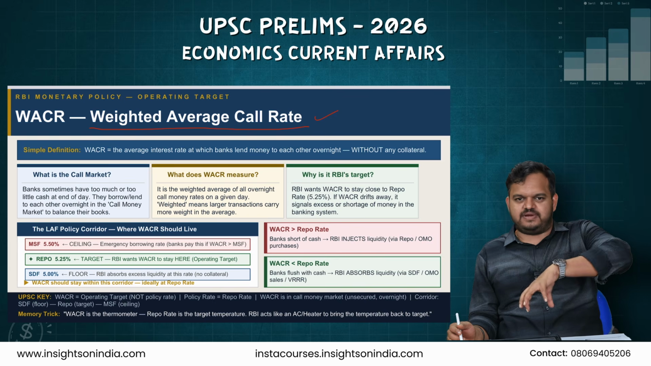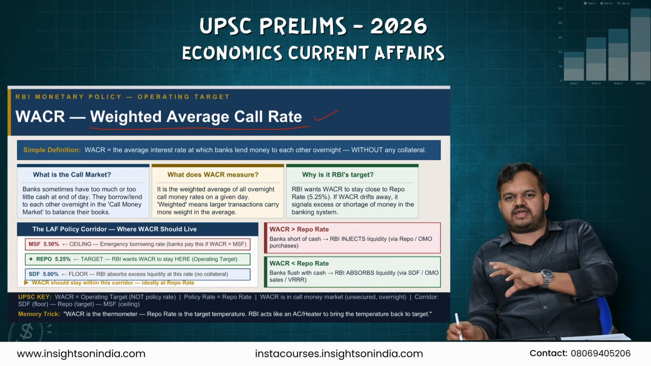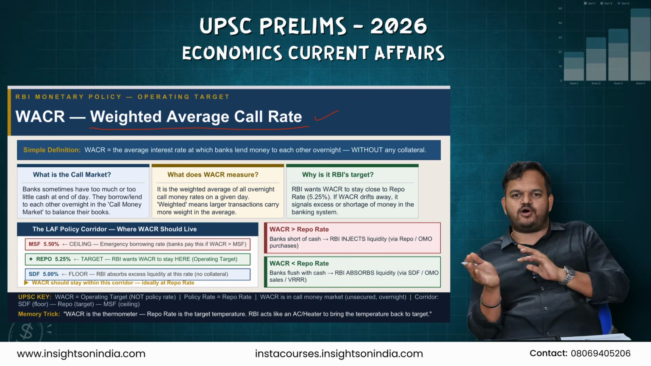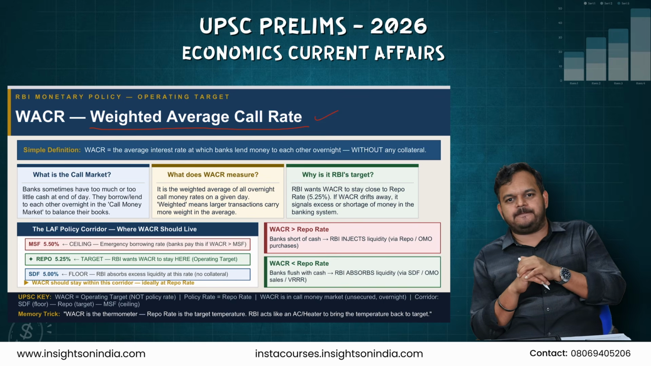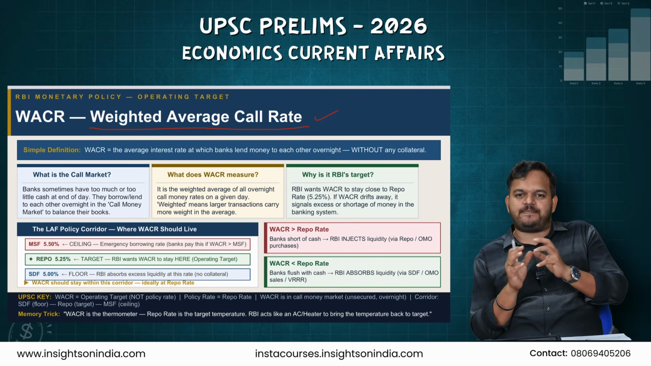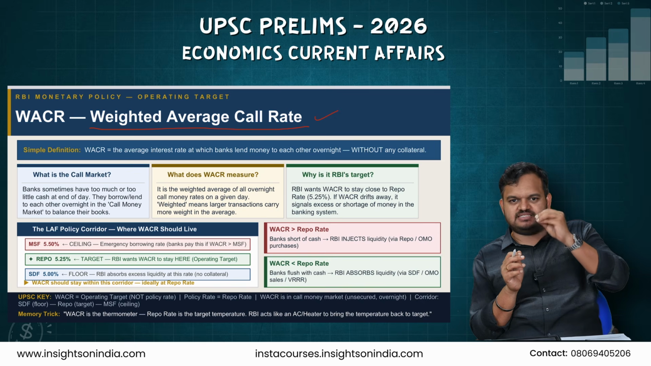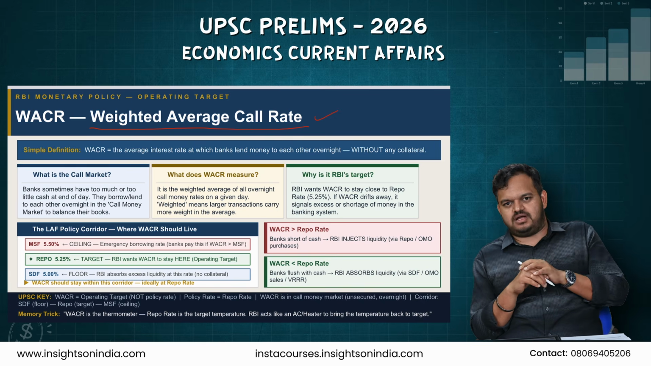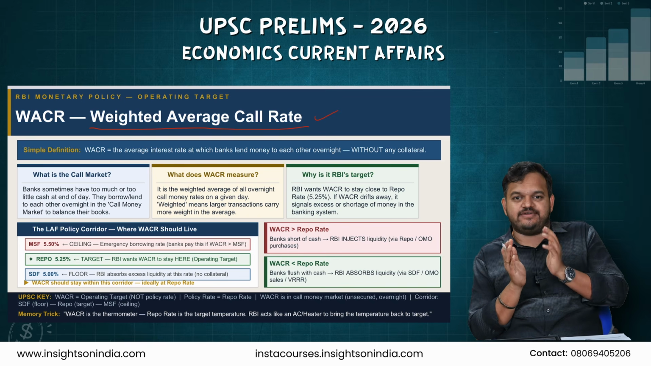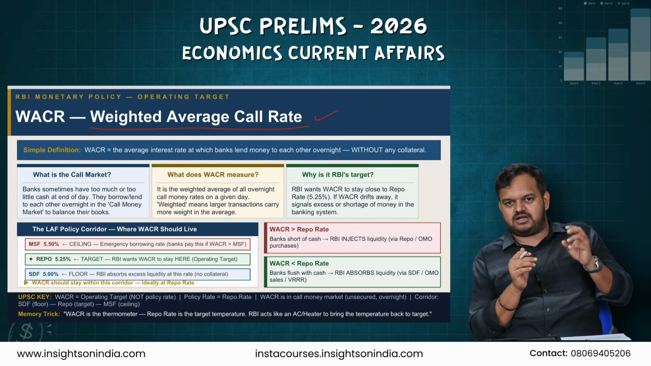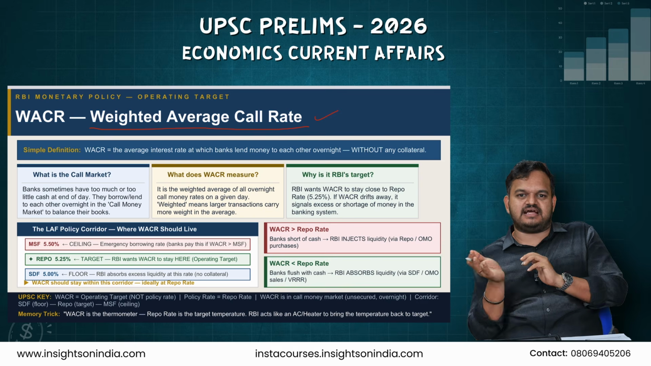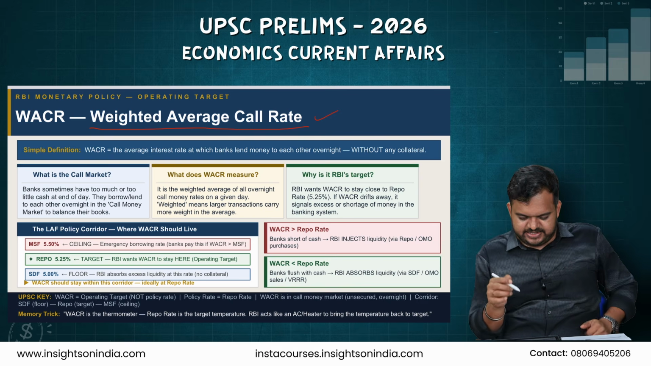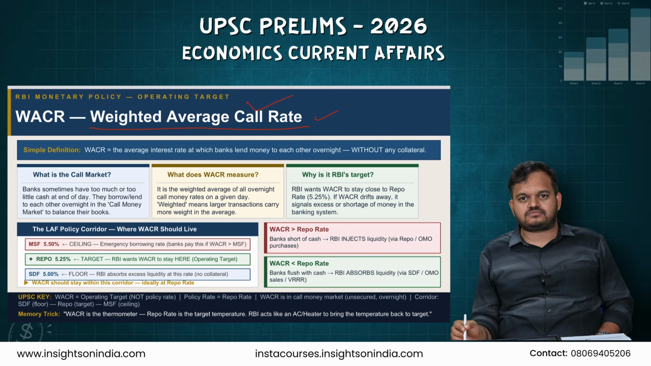Banks, if they have less cash, will borrow. If they have more cash, they will lend. This lending and borrowing happens at a certain interest rate. The reference is overnight. Per day, the RBI calculates WACR. At what rate and what quantity? Weighted means quantity. At what rate and what quantity banks are transacting with each other. Weighted average call rate. Got it?